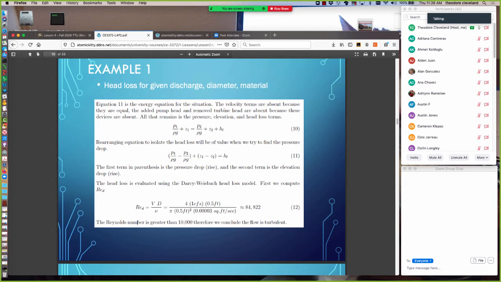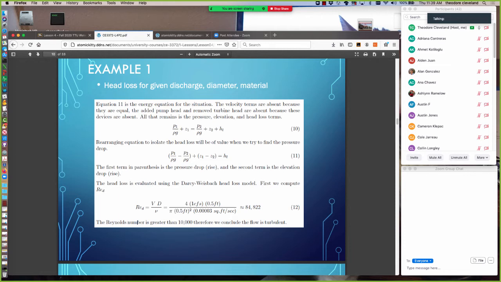So if we apply the energy equation to that situation, it would be P1 over gamma plus Z1 equals P2 over gamma plus Z2 plus head loss. The velocity head at positions 1 and 2 didn't disappear, but because the pipe has a constant diameter, they're going to be the same at each point, so they cancel.